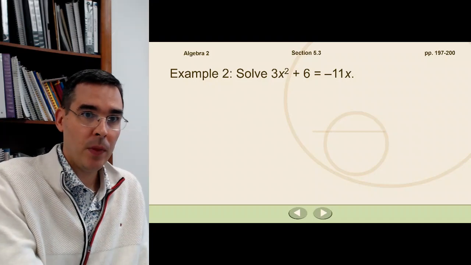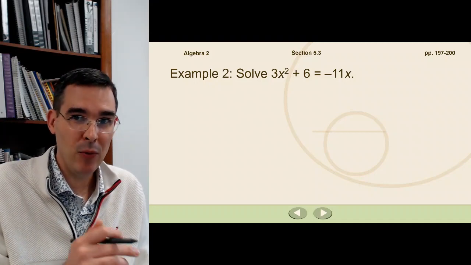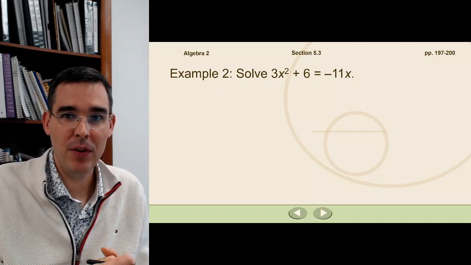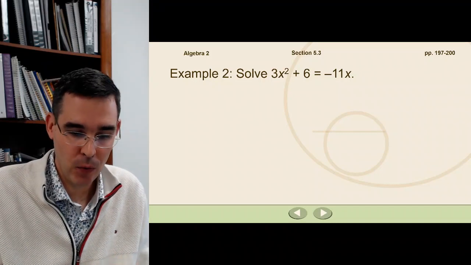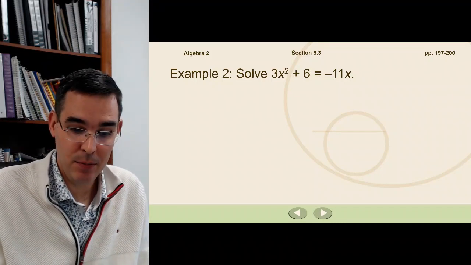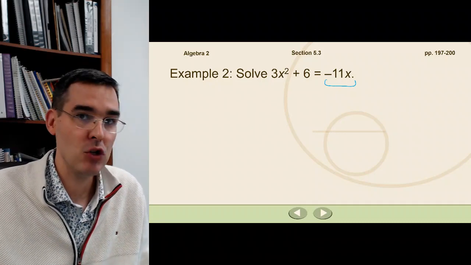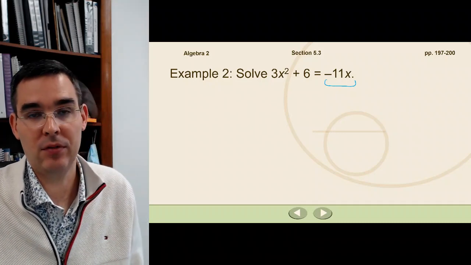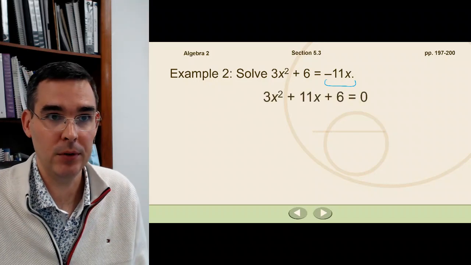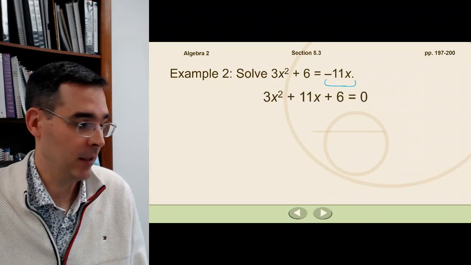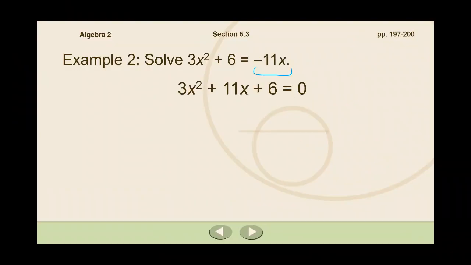Example 2. I could copy this down, but remember, I first have to put this equation into standard form. It's not there yet because the 11x, that's my b term. It should be the middle term according to standard form for quadratic trinomials. I'm going to rewrite the equation like so. Let's try to solve it now. The leading coefficient is not 0. It's 3. I can't factor anything out.